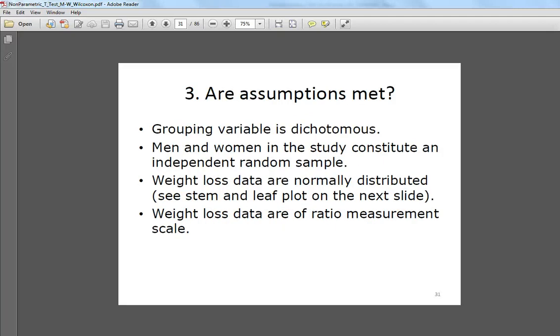Number three, are the assumptions met? The grouping variable is dichotomous. Yes, it's male versus female. Men and women in the study constitute an independent random sample. So it has to be a random sample.